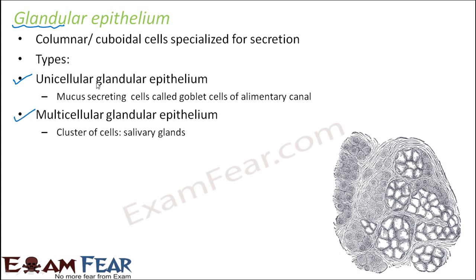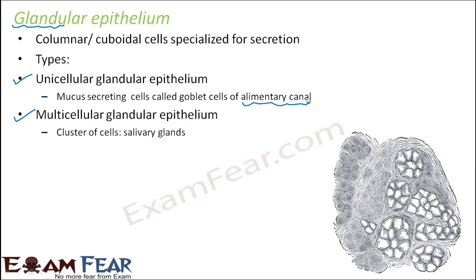So unicellular is obviously made up of one cell. For example, the mucus secreting cells called goblet cells of the alimentary canal. Alimentary canal is nothing but your digestive tract. So there you have glandular epithelium which secretes some enzymes and hormones which help in the process of digestion. So they are unicellular glandular epithelium.